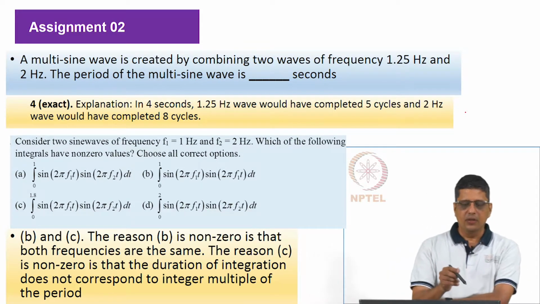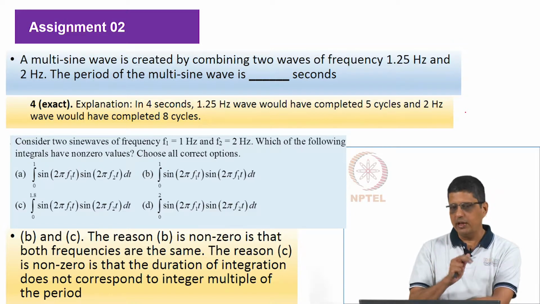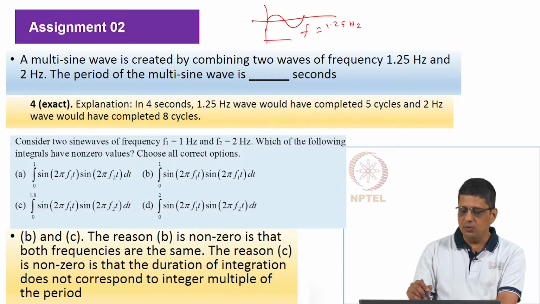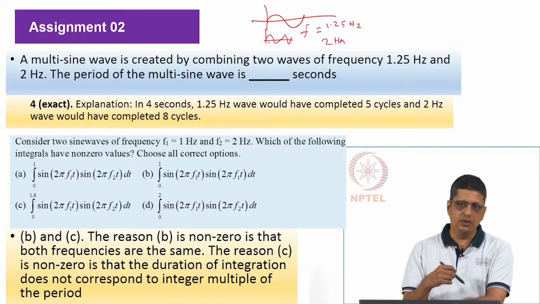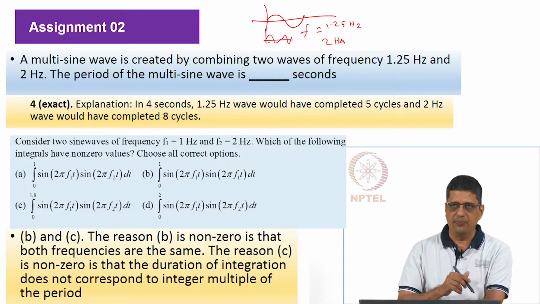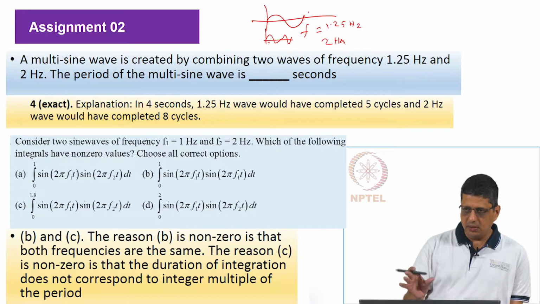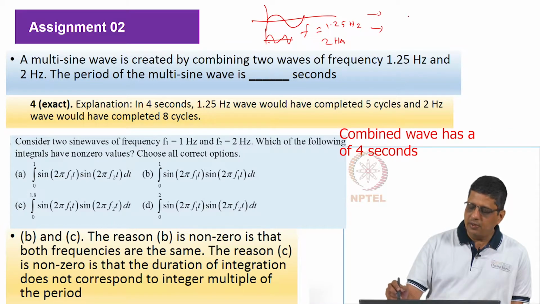The next question, you have multi-sine wave that is created by combining two sine waves. Okay. One sine wave has a frequency of 1.25 hertz. Okay. Another sine wave has a frequency of 2 hertz. If I combine these two, what is the period of the combined sine wave, multi-sine wave? Okay. So, what you have to do is to find how long you have to combine them, so that you can get a unit that is repeatable. Okay. In this case, the combined wave has a period of 4 seconds.